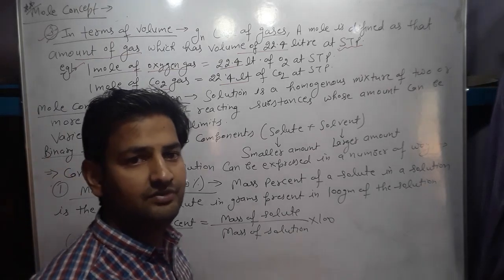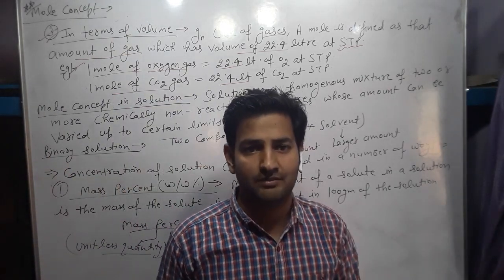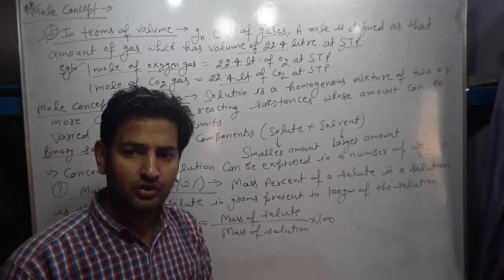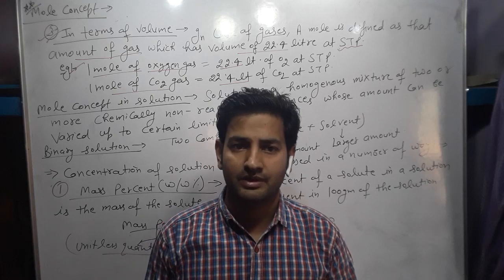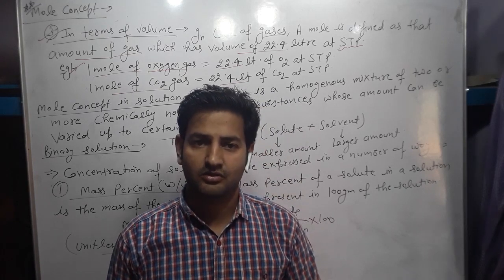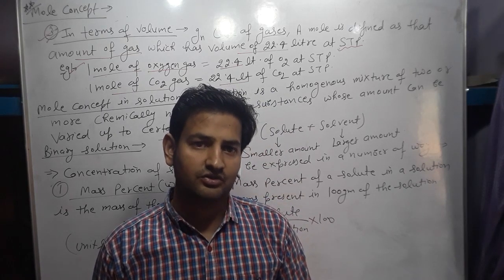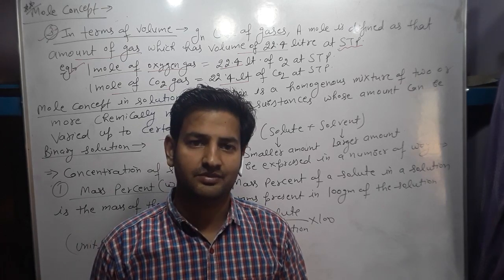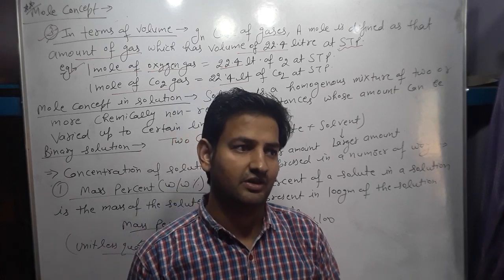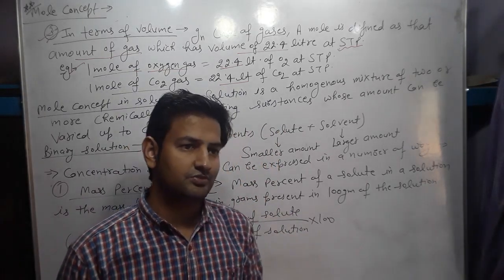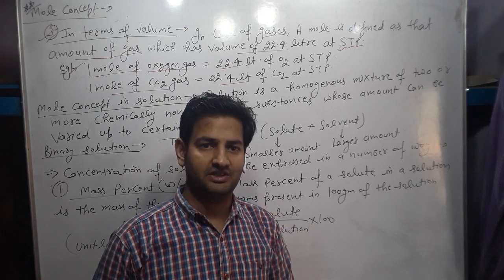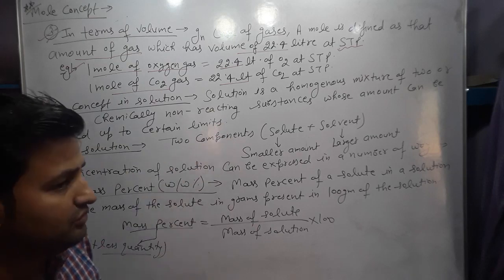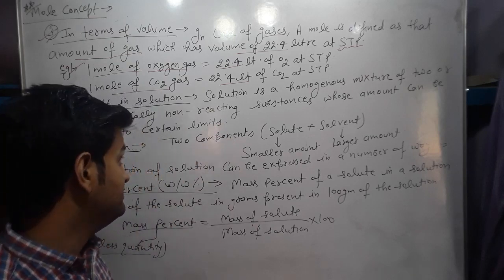So these are the three definitions of the mole in terms of mass, number and volume. The mass of 1 mole of any substance is equal to the molecular mass or atomic mass. If the substance is molecular, its mass is the molecular mass, and if the substance is atomic, its mass is the atomic mass. In case of number, it is equal to 6.022 × 10^23, which is the Avogadro number. And in terms of volume, it is equal to 22.4 liters at STP.